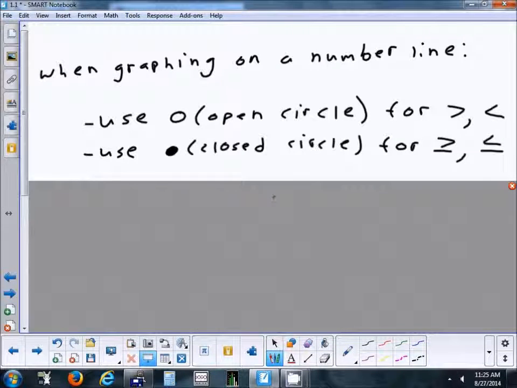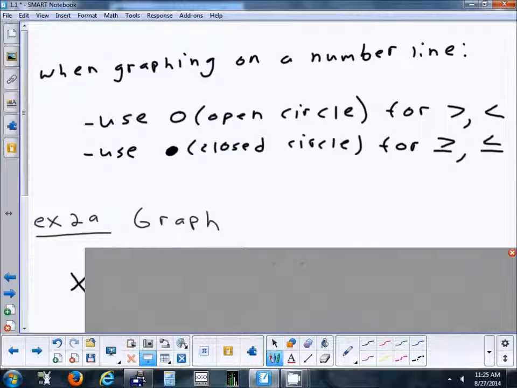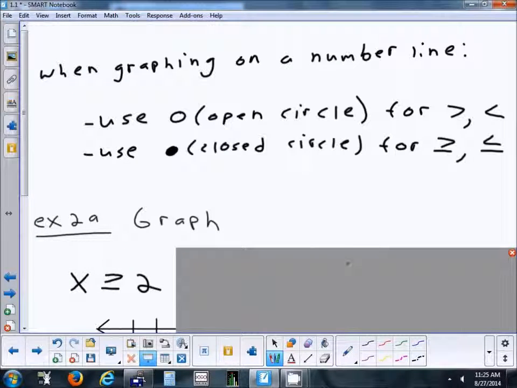Okay, so I'm assuming at this point you're all in pre-calc, you know all the steps to do this. If I ask you to graph something like x is greater than or equal to 2, you have your number line, number it, choose what kind of circle you need, put it on the appropriate number, and then shade either to the left or to the right. If you need all those steps, you can take a look in your book.